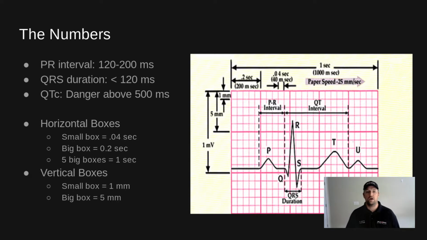All right, first the PR interval. We'll use this to assess if there are AV blocks, atrioventricular blocks. The normal range is 120 to 200 milliseconds. For the QRS duration, we'll use this to assess for bundle branch blocks, right or left, and the timing for this is less than 120 milliseconds.